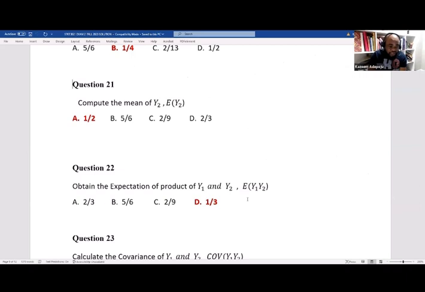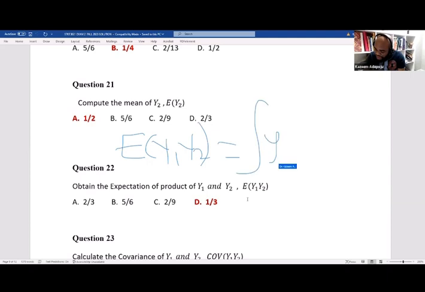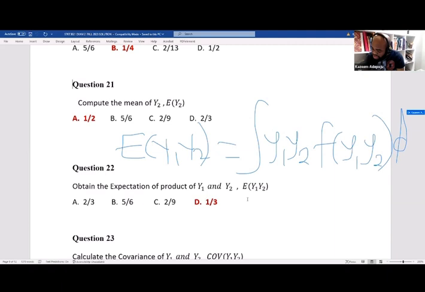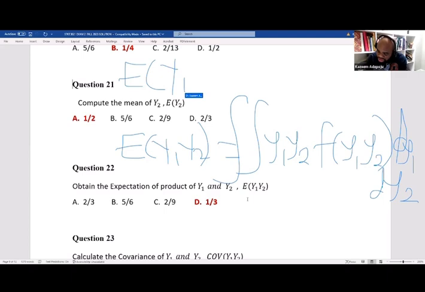Let's say they did not give you information about whether y1 and y2 are independent. If you want to find the expectation of the product, it's just going to be the integral of y1 y2 f of y1, y2 dy1 dy2. You're going to have two integrals, the dy1 and the dy2. You remember what we did in class. But in a situation where they say y1 and y2 are independent, then this is how you're going to get your product. Your product is just going to be this.